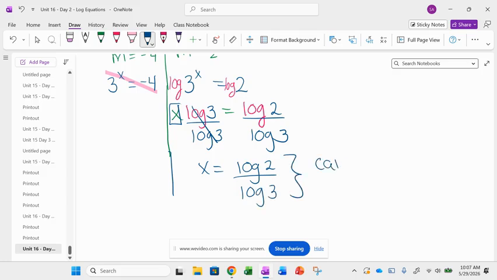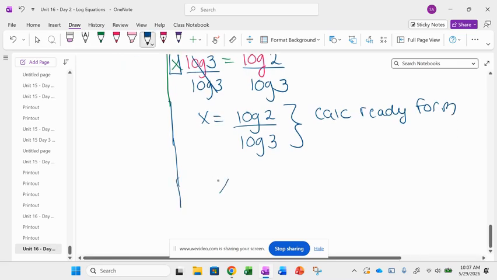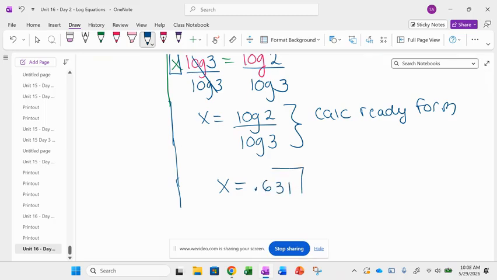How many people got the correct calculator ready form? Perfect. And so now we're going to get in our calculator log of 2 divided by log of 3. I don't know what it is. Is it 0.631? Is that what we got? Perfect. All right, next one.